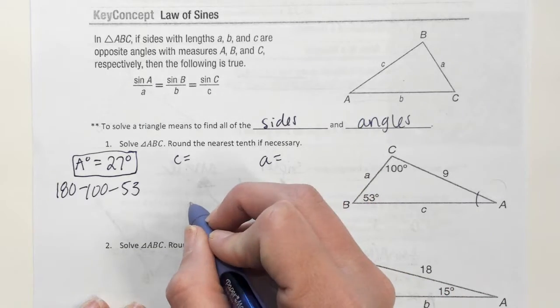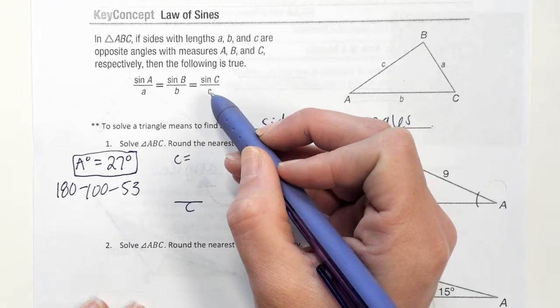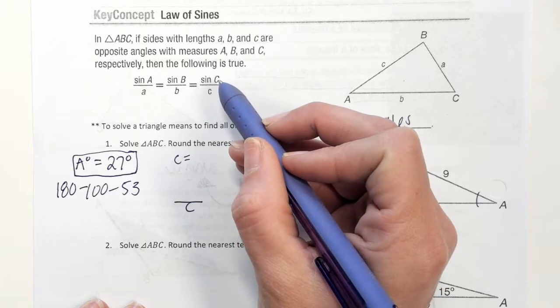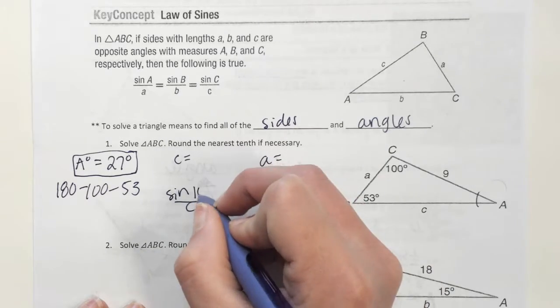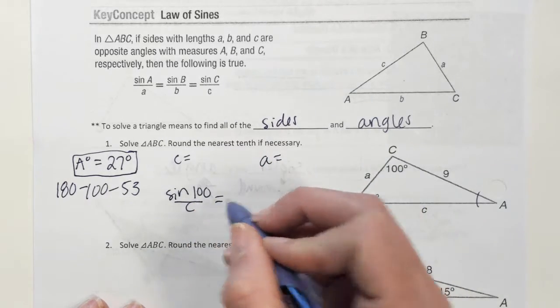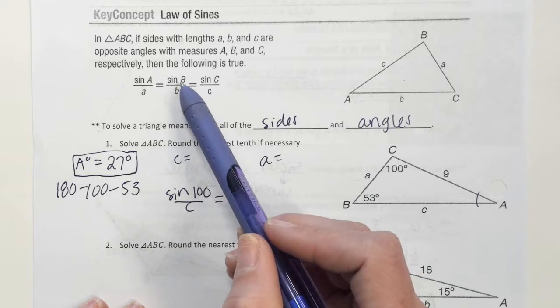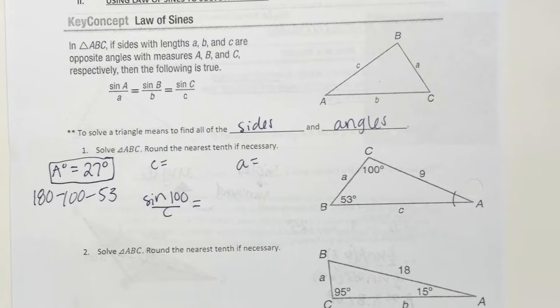Alright, so I'm trying to find side C. That goes on bottom, the angles do. Side C. What is the angle of C? Good. So I can say sine 100, sine C over side C. And that's going to be equal to either sine B over B or sine A over A. Which one do y'all want to use?